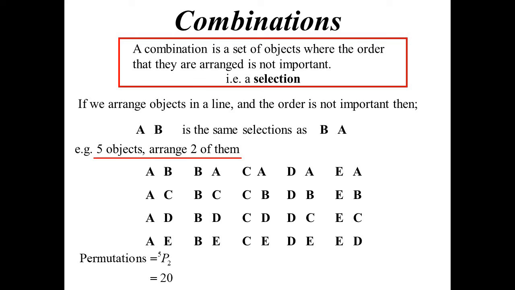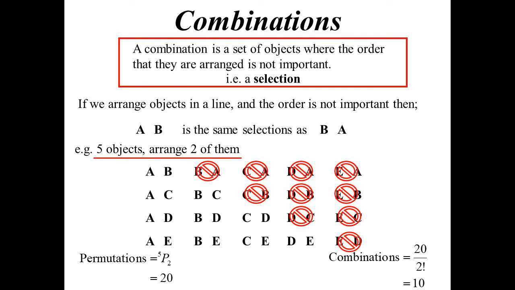But if we make it a combination, we've doubled up, because BA is the same as AB, CA is the same as AC, DA is the same as AD, EA is there, and so on and so on. What are we left with? Well, we end up with 10, but it's not just 10. It's the number of arrangements we just had, 20, divided by 2 factorial. The number of ways we could have arranged the 2 objects if that was important to us. So we're, again, dividing out by the number of ways the things could be arranged.